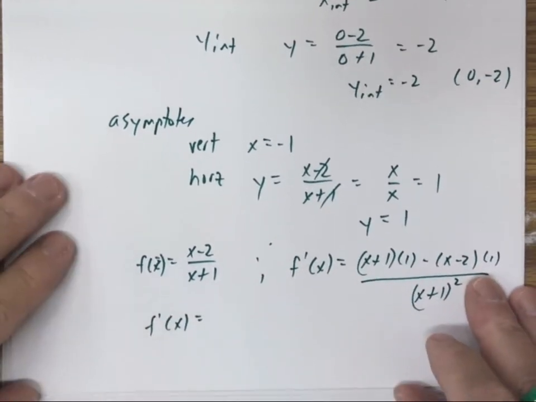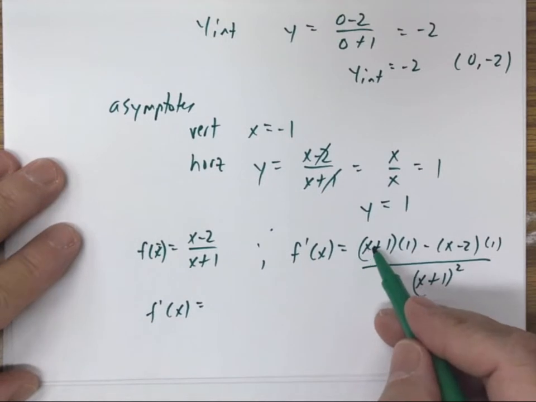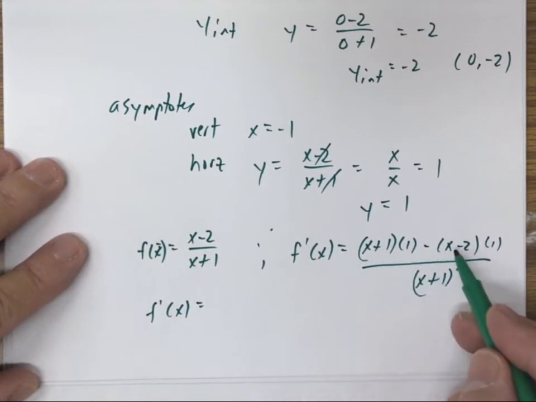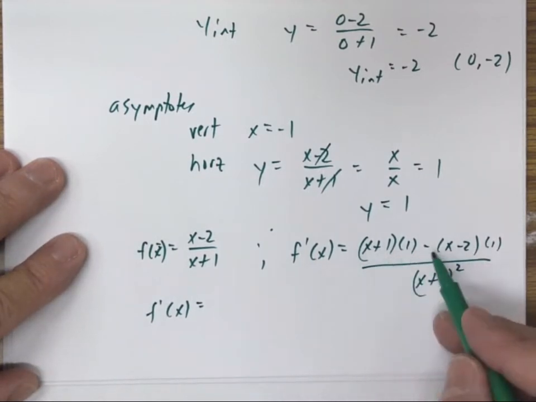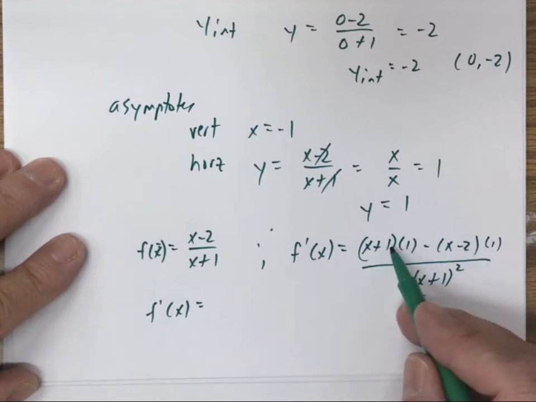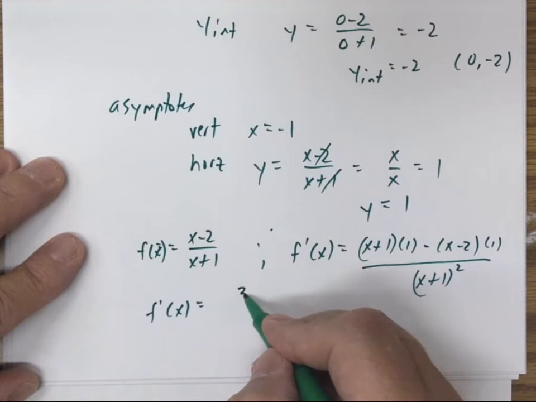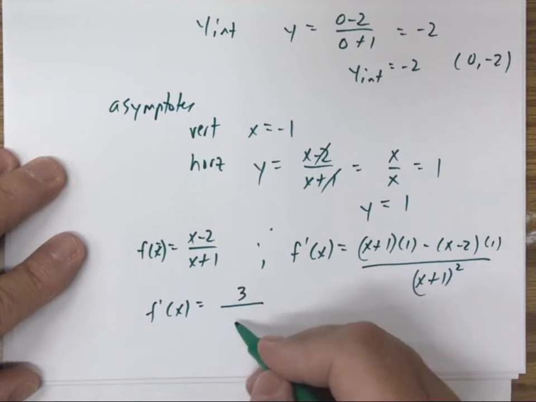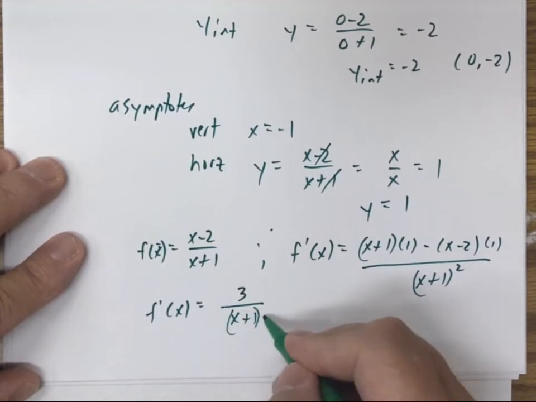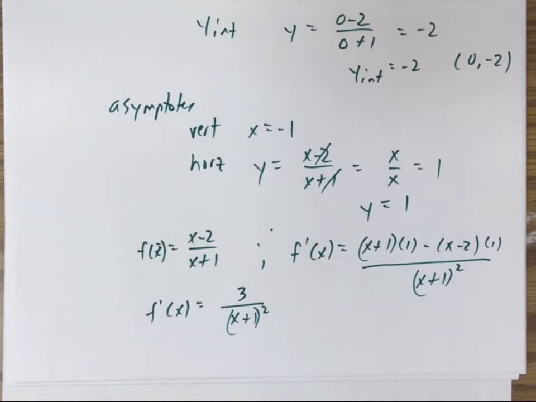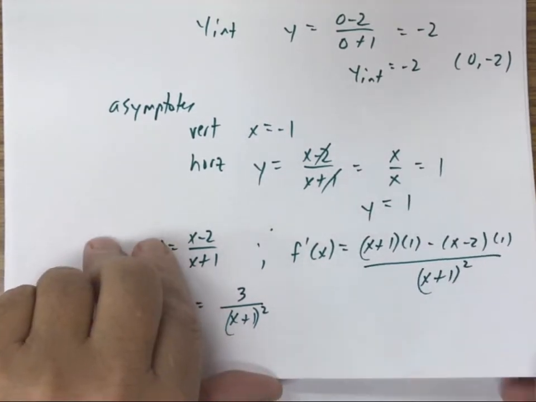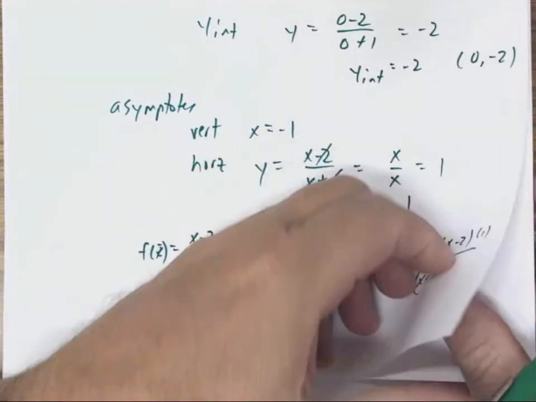Now if I try and simplify this, this is going to be x plus 1 minus x minus 2. So x minus x, the x's cancel out. You have 1 minus a -2, which is 1 plus 2. You end up with 3 in the numerator, and your x plus 1 squared. And let me get a new page. Let me rewrite this first derivative.